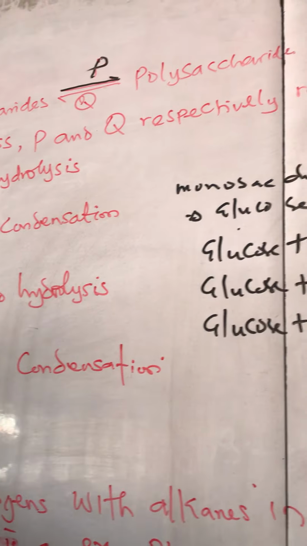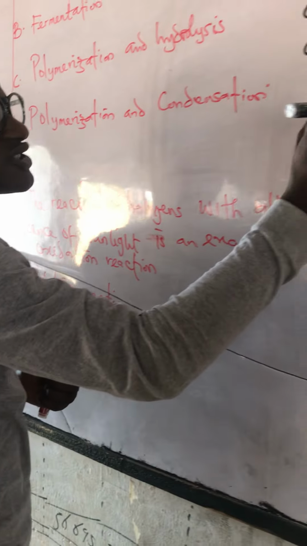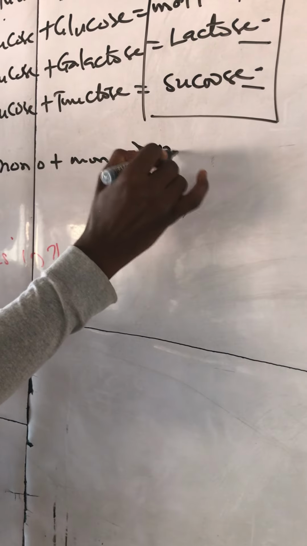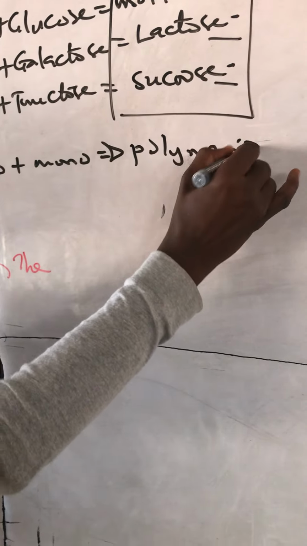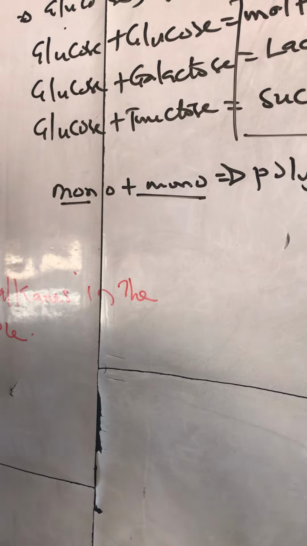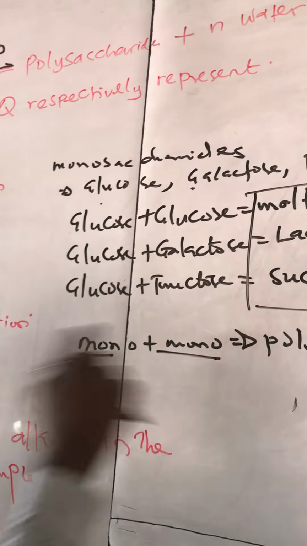A polysaccharide. When a monosaccharide joins together, a monosaccharide plus another monosaccharide, they join by the process of polymerization. That is when multiples of monosaccharides join together to give us a polysaccharide, we have polymerization.